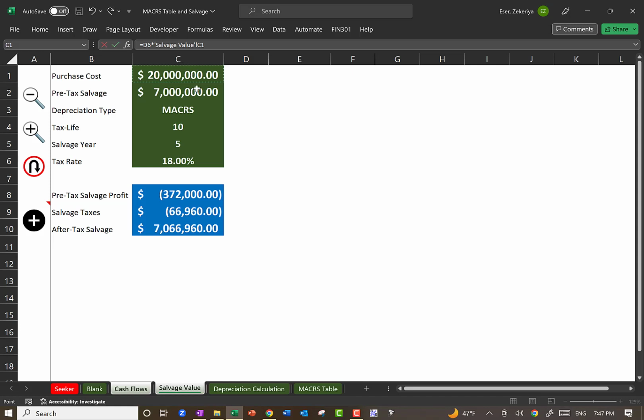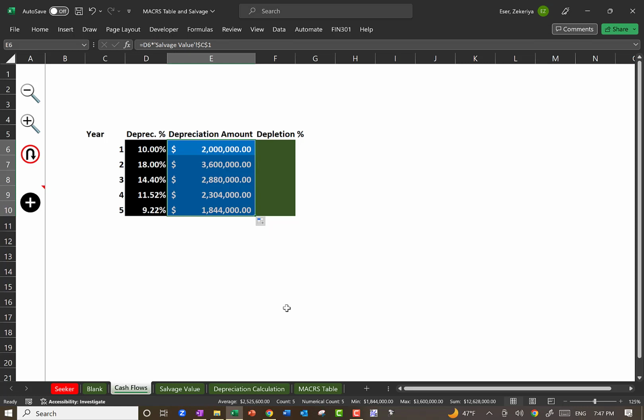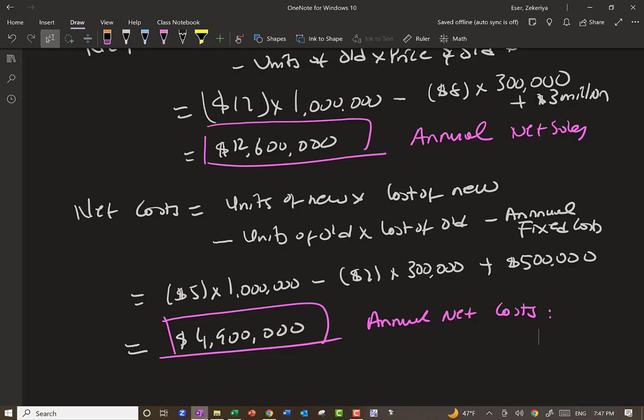Purchase cost of the equipment that I have on the other sheet. Make sure that I fix that one because I'm going to copy that formula. So these are the depreciation costs for all of the years, right? And that's sales. We just calculated that to be 12.6 million.